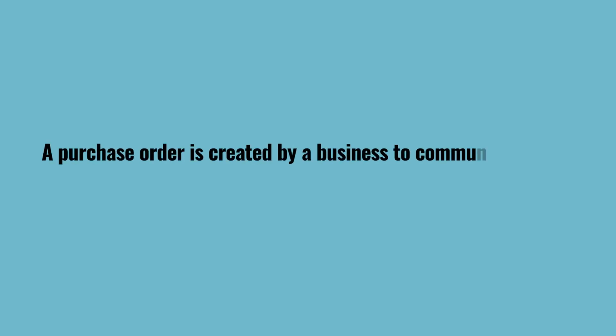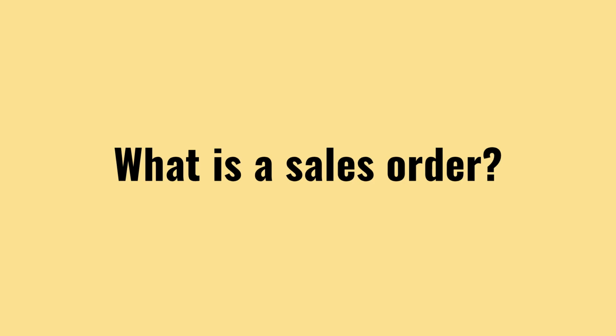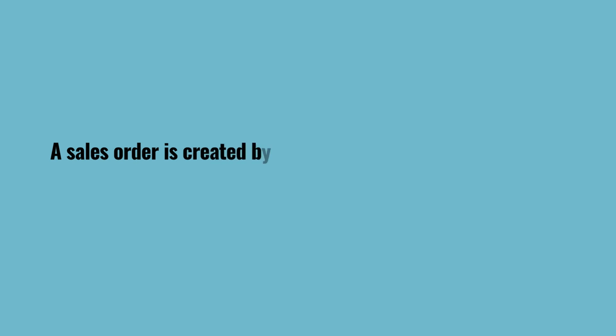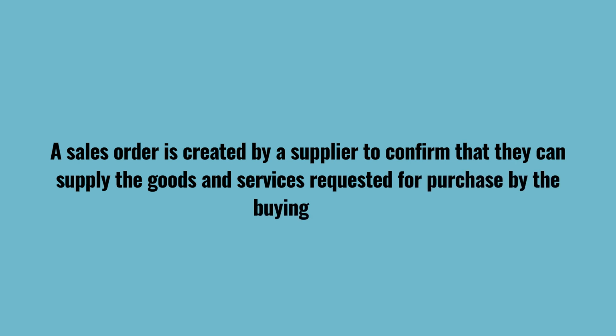A purchase order is created by a business to communicate a list of goods or services they'd like to purchase from a supplier. What is a sales order? A sales order is created by a supplier to confirm that they can supply the goods and services requested for purchase by the buying party.